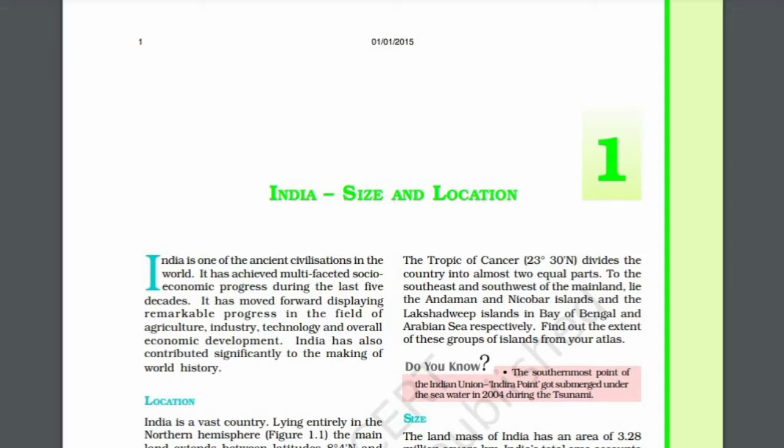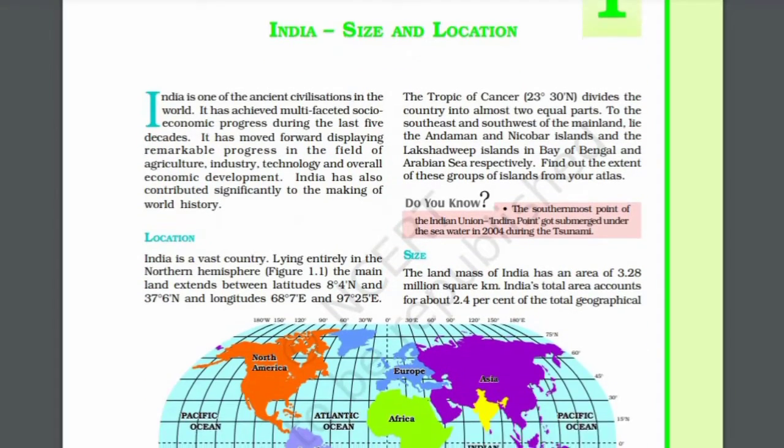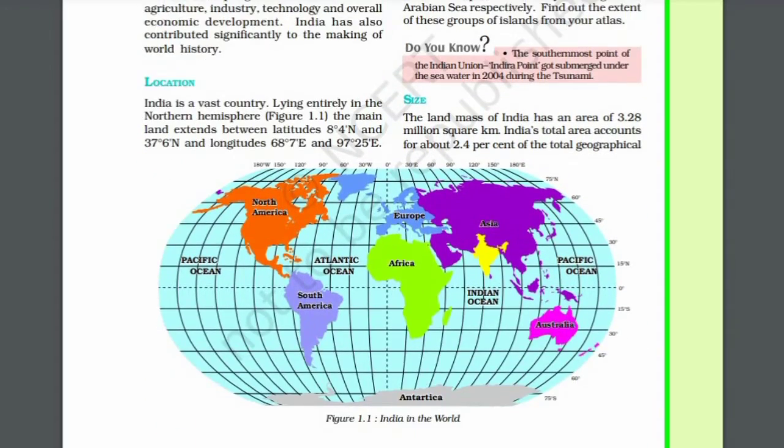To the southeast and southwest of the mainland lie the Andaman and Nicobar Islands and the Lakshadweep Islands in the Bay of Bengal and Arabian Sea respectively. You can see this on the map.